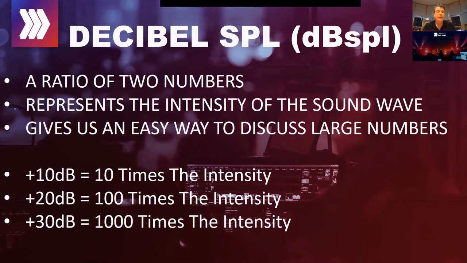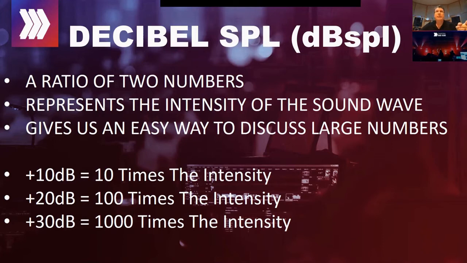So just to give you an idea, you see at the bottom here that something that's plus 10 dB is going to be 10 times the intensity. A source that's 20 dB louder than source A is going to be 100 times more intense, 30 dB 1,000 times. So now you start to see why we use a decibel to actually easily talk about it. When we're talking about pressure waves, we're talking about sound pressure level, or dBspl, okay?